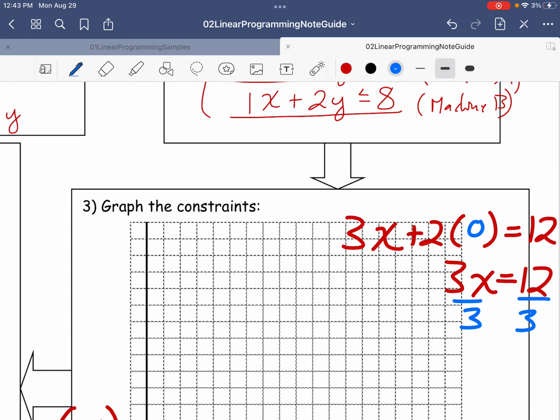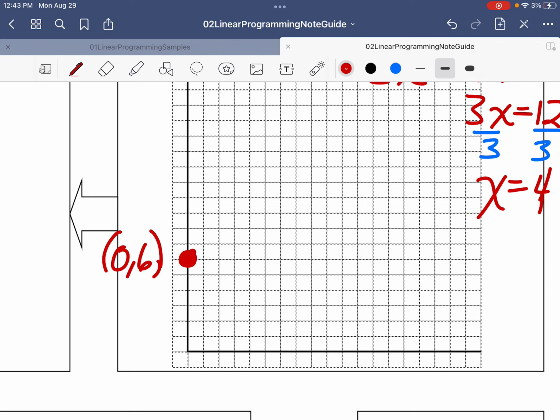Now, remember, we talked about this about a week ago. I'm just simply reminding you that an easy way to graph an equation of this form is by using the x and y intercepts.